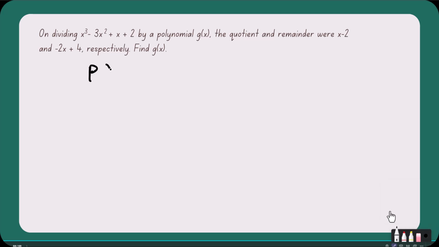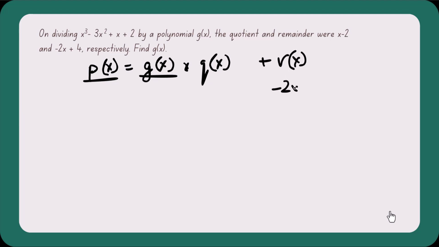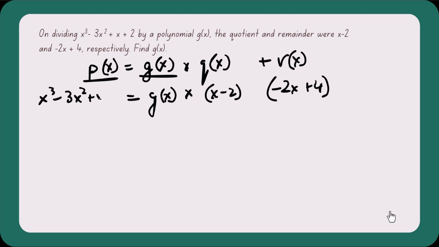P of x is what? Dividend is equal to divisor into quotient plus remainder, right? So same logic, okay? Dividend is P of x. Divisor is g of x into quotient, Q of x. Remainder is R of x. Simple. So we know what is R of x here. R of x is minus 2x plus 4, okay? Q of x is x minus 2, okay? What is P of x? That also we know. P of x is x cube minus 3x square plus x plus 2, right?